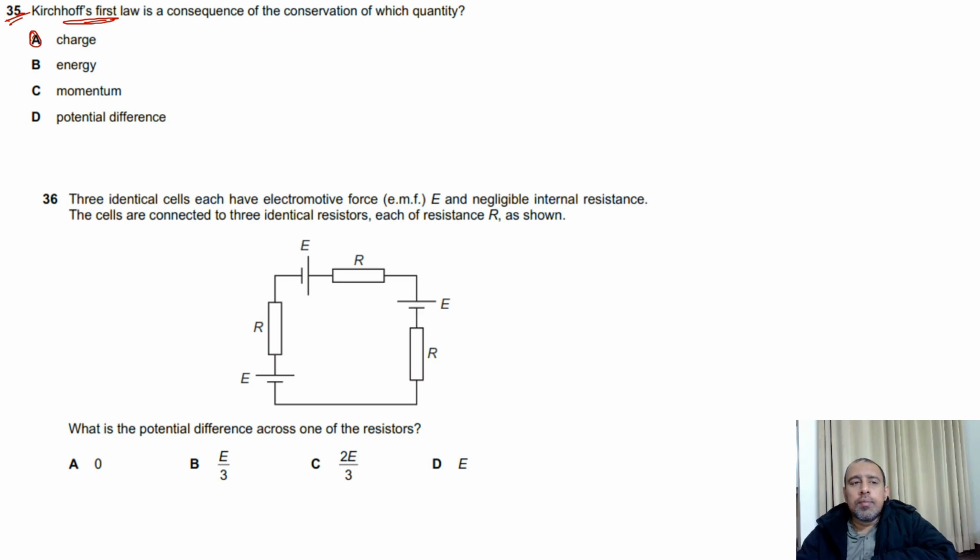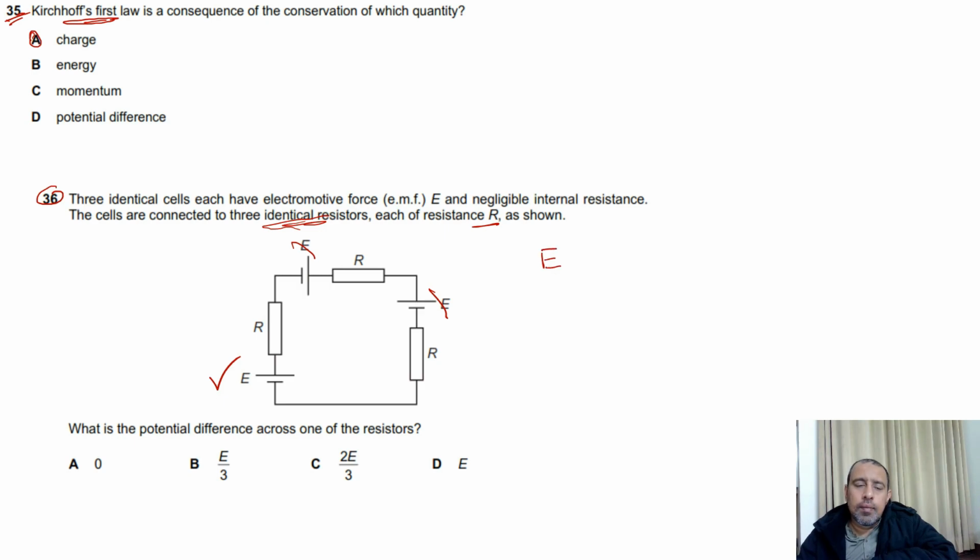For this question number 36, here we have 3 cells attached with each other, with negligible internal resistance, and 3 identical resistors attached, each having resistance R. If we look at the EMF, this positive is attached with the negative, so these EMFs cancel each other. The only remaining EMF is E to operate this circuit.